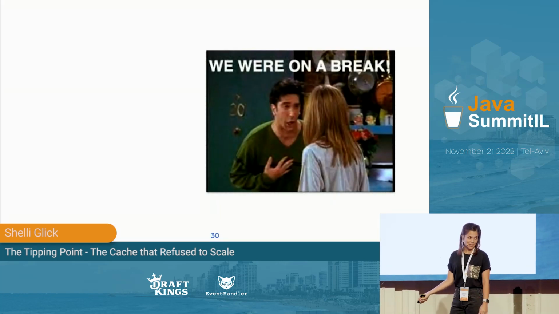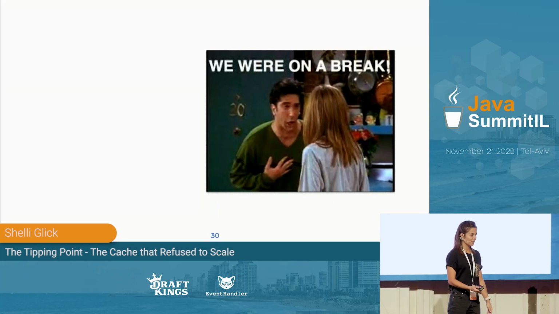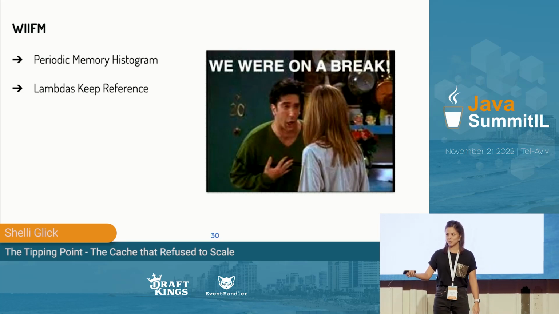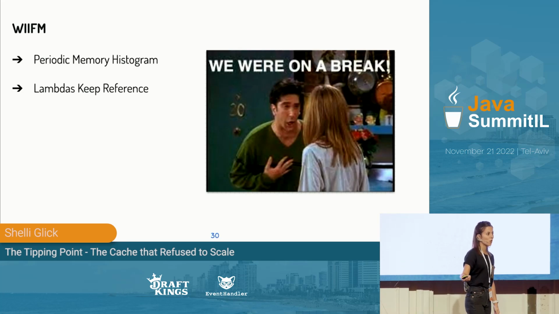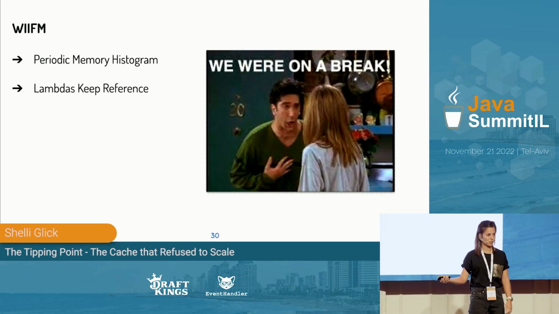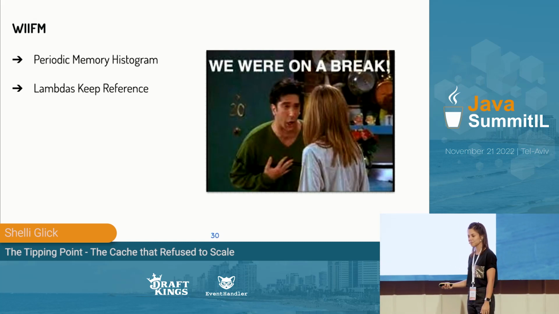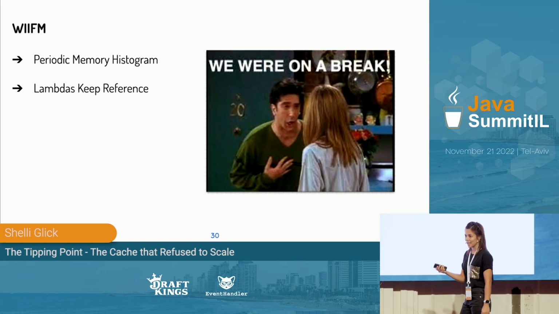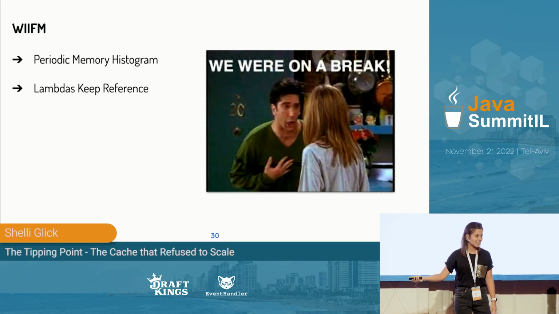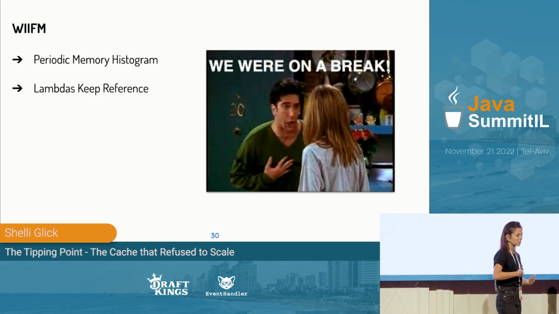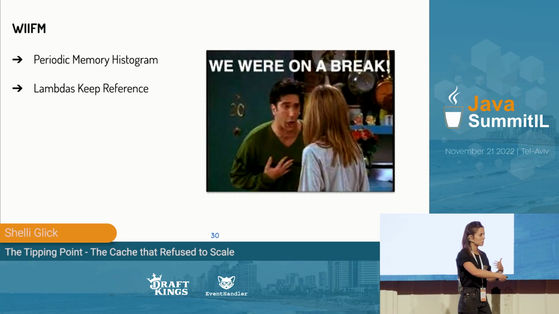We all felt kind of funny about it, but we learned two things. Even when we can't take a heap dump because we don't have enough memory to open it on, we can take a memory histogram, which is more lightweight, and even better if it's periodic. In addition to that, lambdas aren't innocent. They keep a reference to the object that you're passing to them, and so you have to be aware of that.